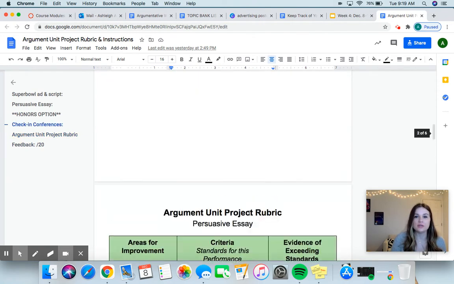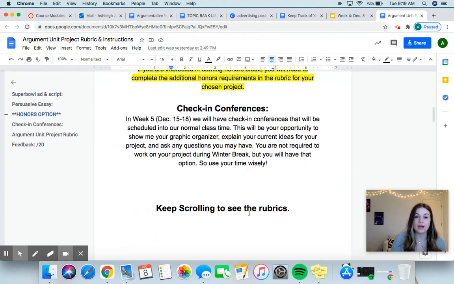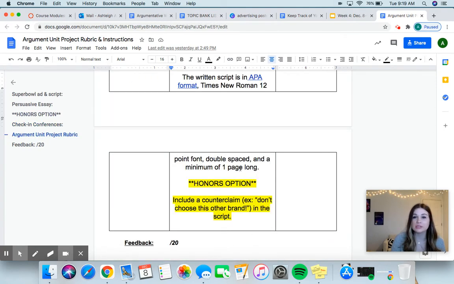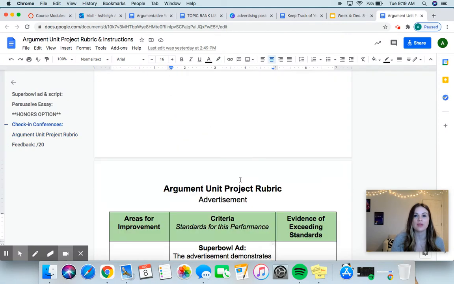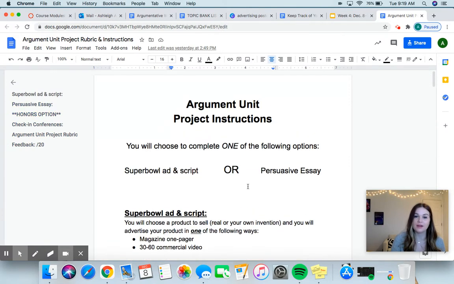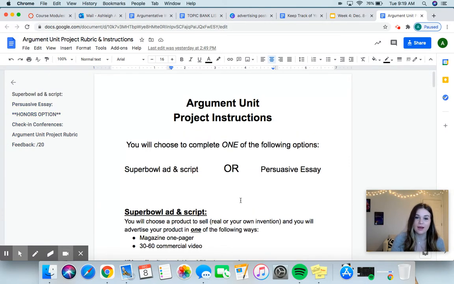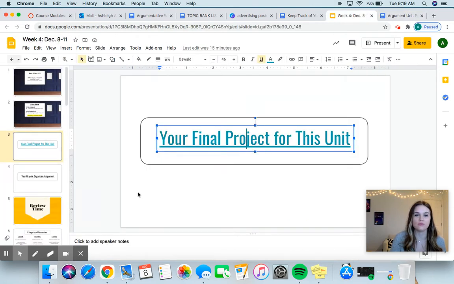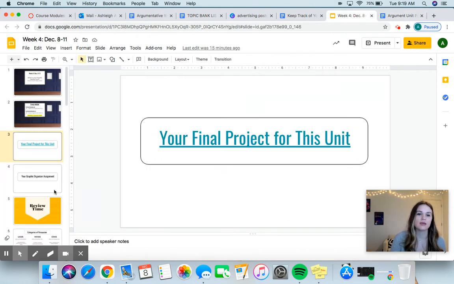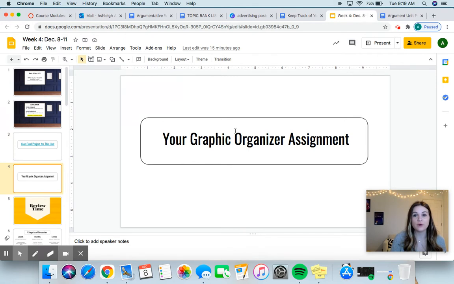So those are the instructions and the rubric. Again, if you follow this rubric to a T, you will get full credit. If you do everything that is asked of you in this middle column for whatever choice you're making, you will get full credit. If you want to go above and beyond and blow me away, I wouldn't mind that. I know that I have many of you that are capable of doing that. So those are our instructions for our argumentative unit project. And then the graphic organizer.